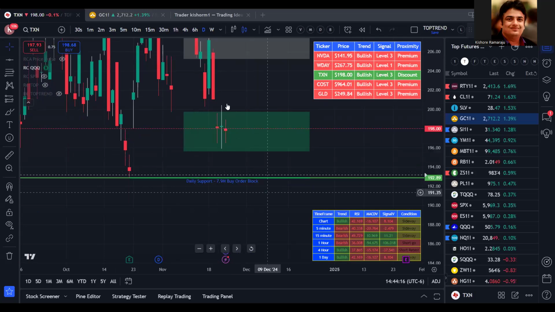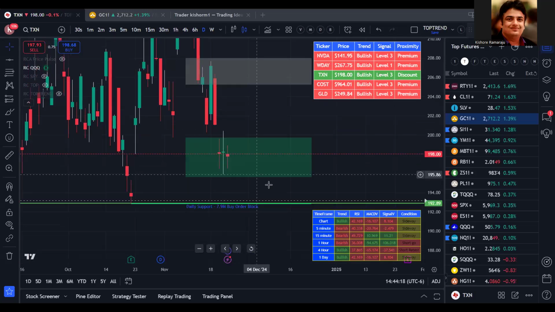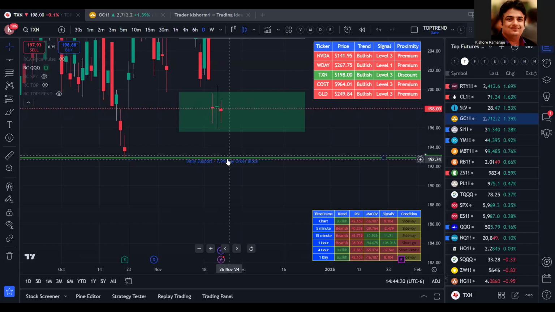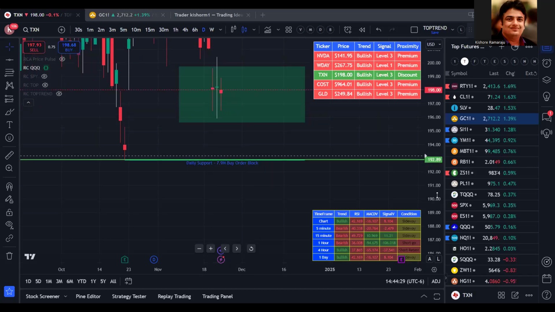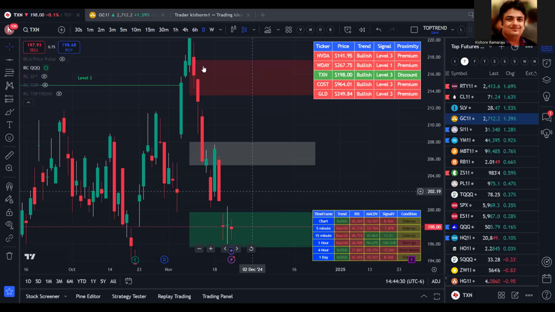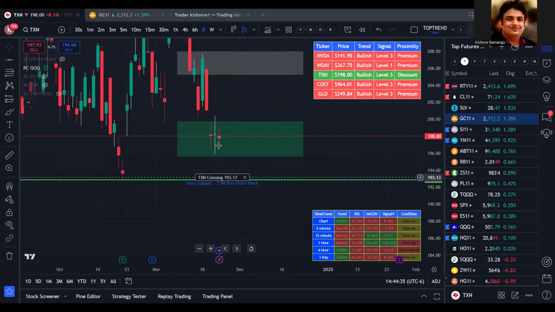So now instead of buying somewhere here, you want to wait for the price to come here, and then easily you will make, if you buy some 10 contracts, you can make $1,000 plus. Because it came all the way from premium, now it is at a discount. You want it to touch the support, and then it will start going up. So now you have the plan for Nvidia, you have the plan for TXN, you have the plan for Workday.